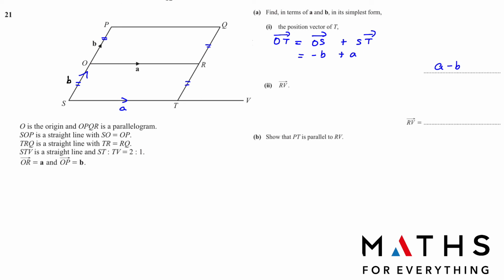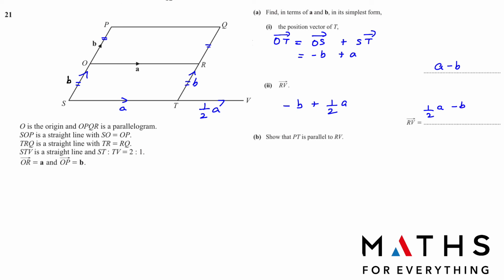Next, we have to find RV, R and V. We know that RT is b in this direction and TV is half of ST. So this will be half a in the same direction. So what will our answer be? Negative b plus half a. Again, you can choose to write the positive first and the negative afterwards.